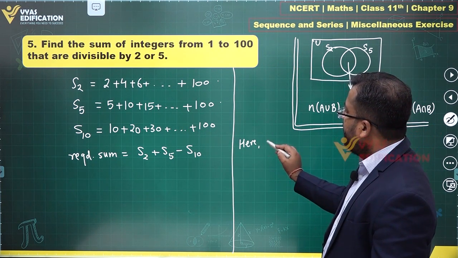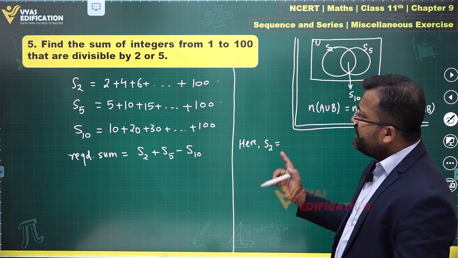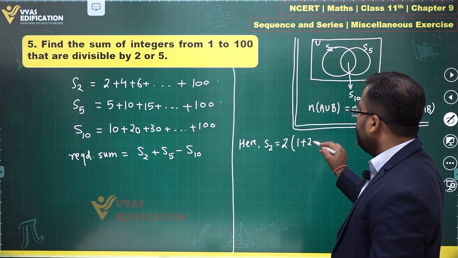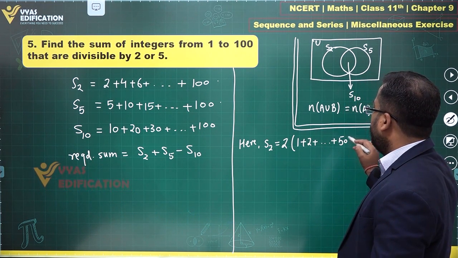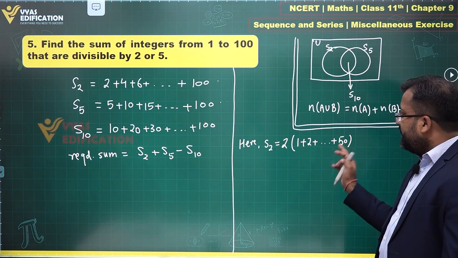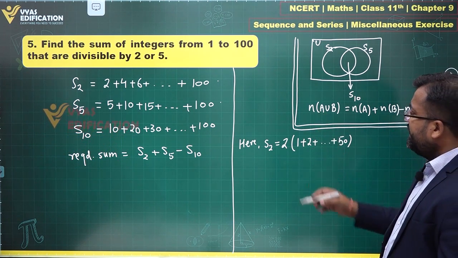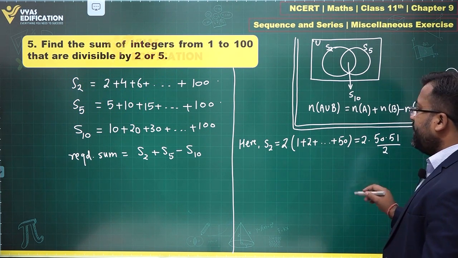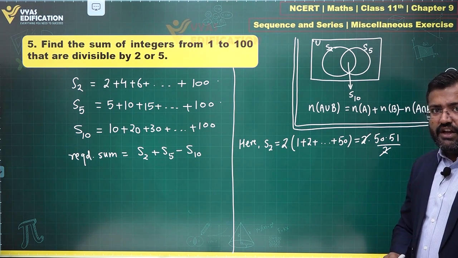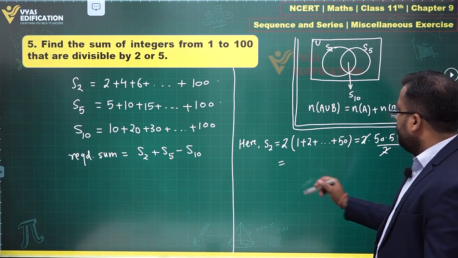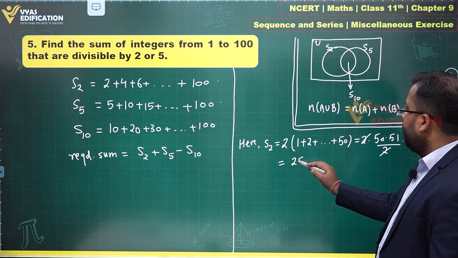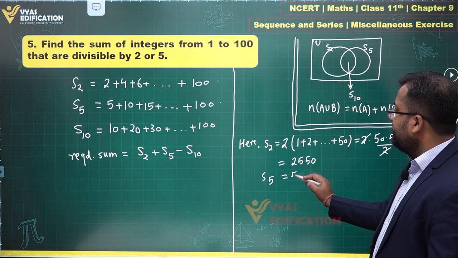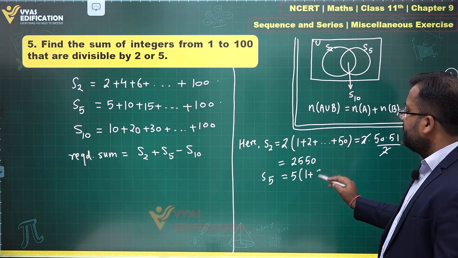Here, S2 is equal to what? Do you see that I can take out a factor of 2 common throughout? And what do I get? 1 plus 2 plus dot dot dot up till 50. We are simply trying to add the first 50 natural numbers and multiply by 2 to get that sum. This is 2 times 50 into 51 by 2, that is n into n plus 1 by 2. 50 into 51, what is that equal to? 2550.